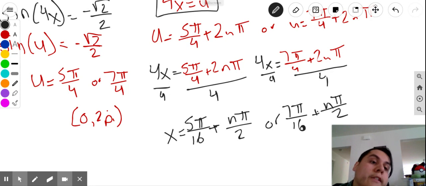So whatever is inside my trig function, I replace it with the u. I solve it like I normally would do. And then once I have my general solution, I'm going to then replace the u back with what was originally in the parentheses and take it from there to solve for the actual value of x.